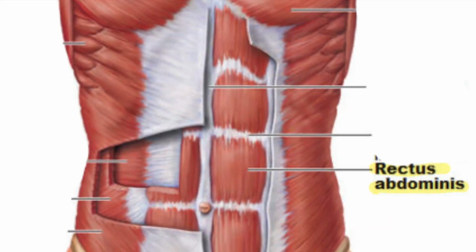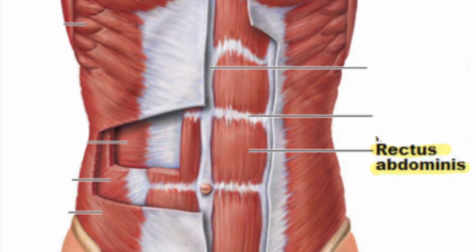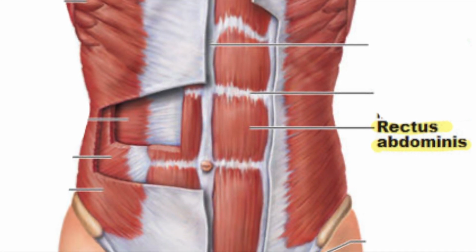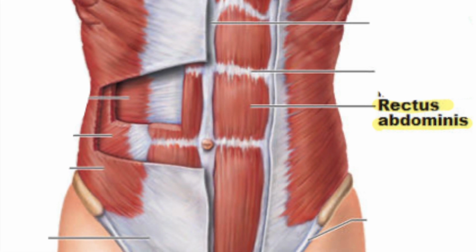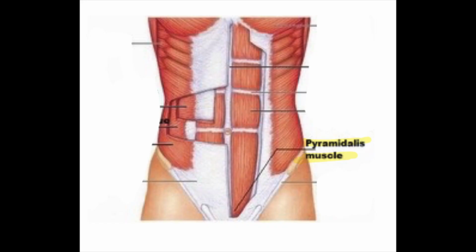Lastly is the rectus abdominis, which originates at the pubic symphysis and pubic tubercle, and it inserts at the costal cartilages of ribs 5 to 7 and the xiphoid process. There's also a muscle called the pyramidalis, which is a small triangular muscle.